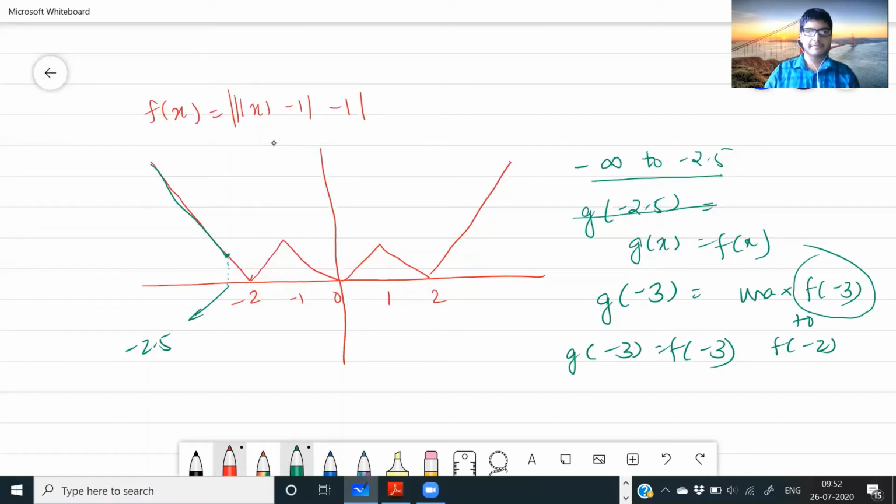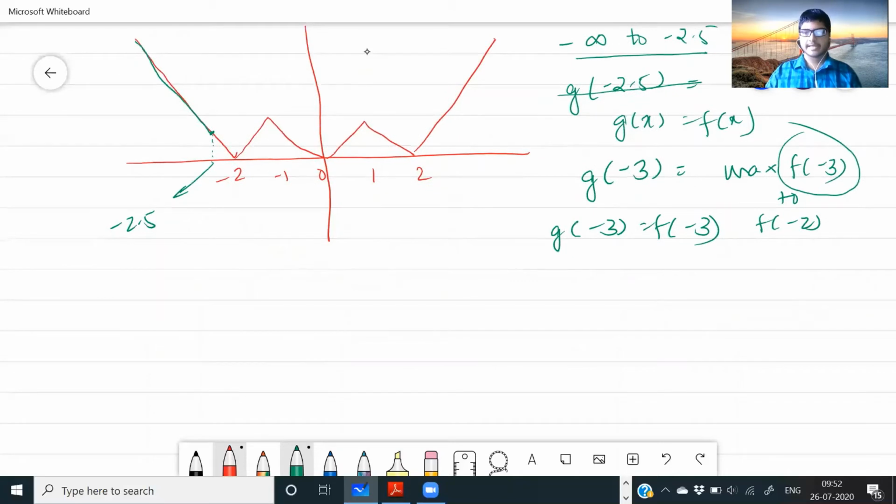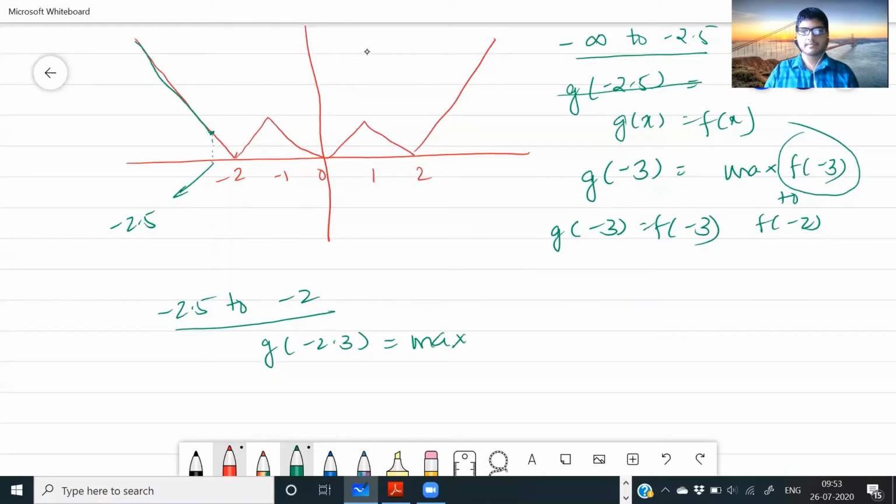Now let me try the case of minus 2.5 to minus 2. In this region, let me give one example. If I want to evaluate g(-2.3), this would be the maximum of f(-2.3) to f(-1.3). And clearly you can see from the graph of f(x) that f(-1.3) is going to be greater than f(-2.3).